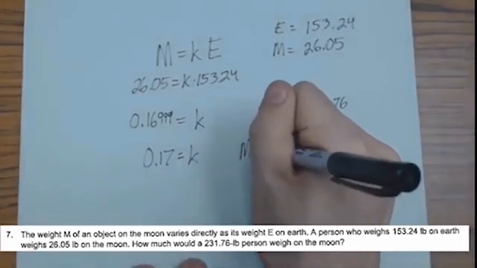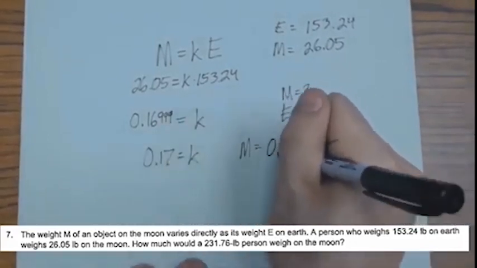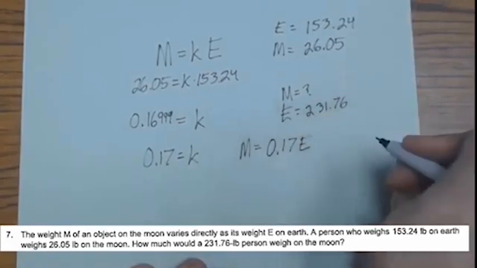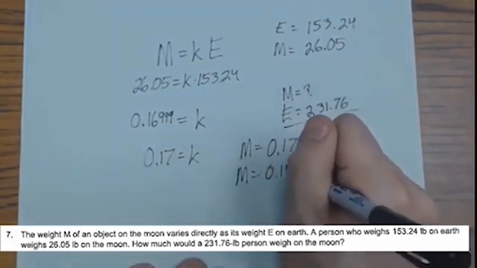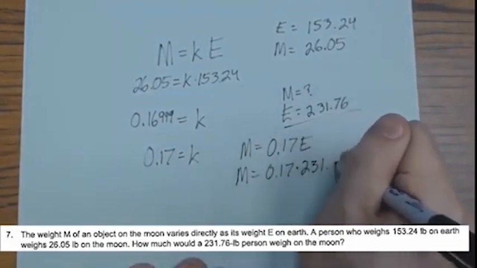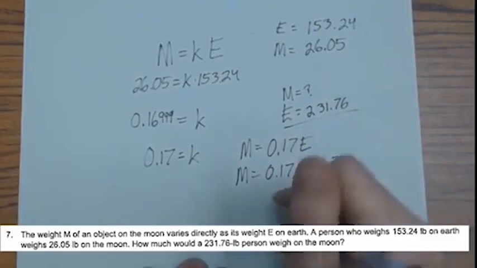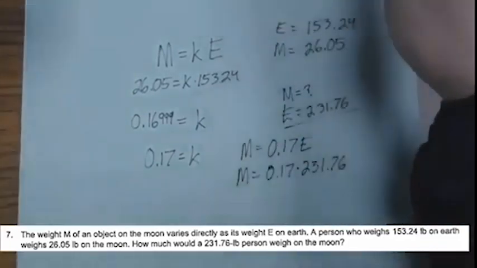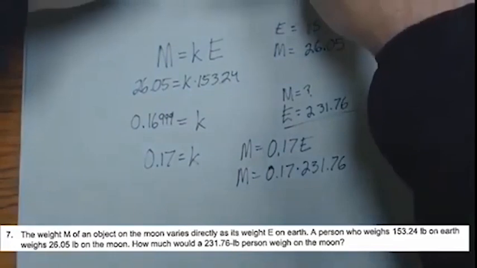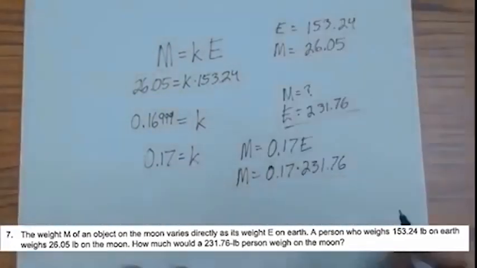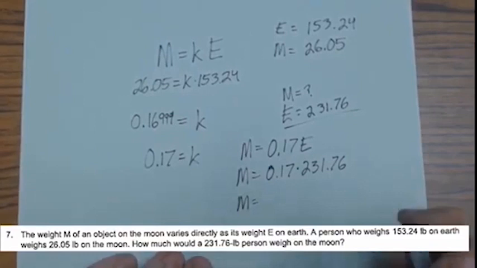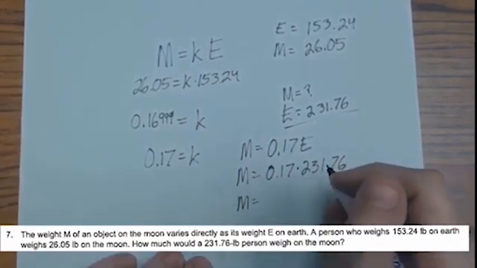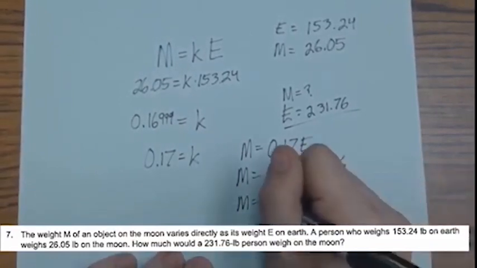So, m equals k, 0.17 times e. What is m when e is 231.76? 0.17 times 231.76 is, and it tells us here to round to the nearest tenth, 39.399. That's 39.4.